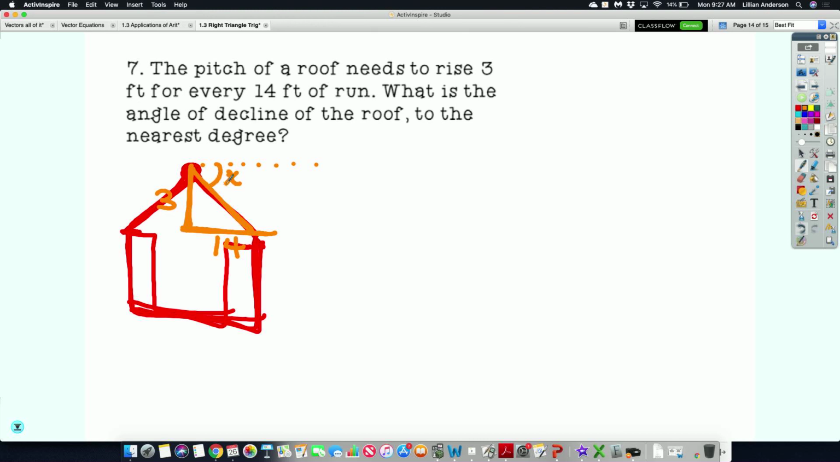And actually, let me not use x. Let me use theta, common language. Okay? That's my angle. Question is how we got the picture. Now, theta isn't inside my triangle. Don't I need theta inside the triangle to find it?